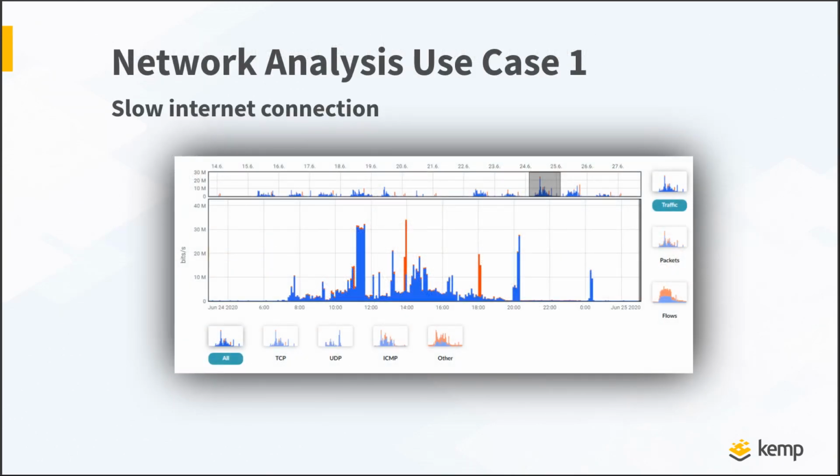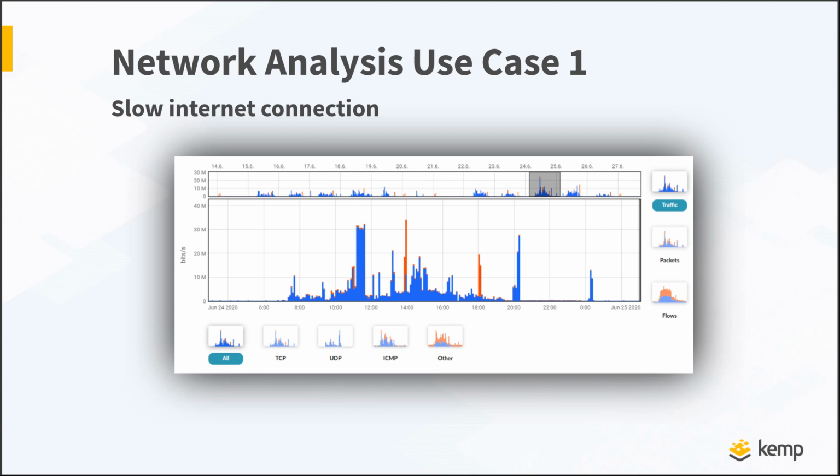So let's have a look at the first network analysis use case. In this case, the slow internet connection. What happened here was exactly what I just mentioned before. A user was calling, complaining that the application is running too slow. He cannot do any of the work. Please, IT administrator, do your magic. Can you help me?